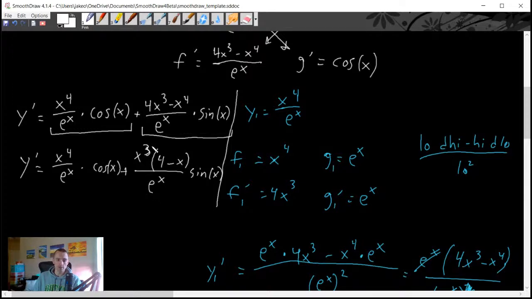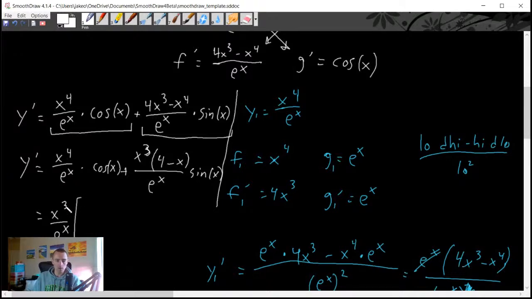Okay, so now this term has an x cubed right here. This term has an x to the fourth. So they basically have an x cubed in common. And then they both are being divided by e to the x. So they both have an e to the x in common. And then the sine and the cosine is not in common.